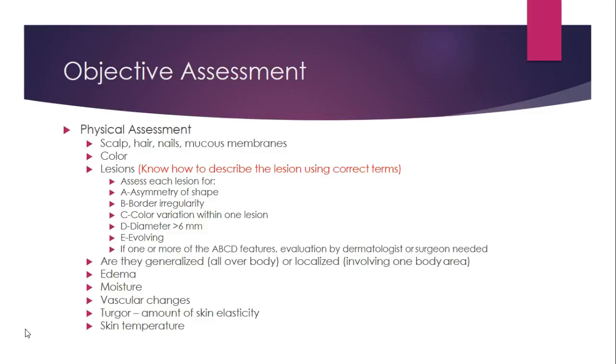Look at the turgor. That's when you pinch the skin and see how fast it will go back to normal. That can be a sign of dehydration. And also look at skin temperature. Are they warm to touch? Or are they very cold because they've got poor perfusion? Are they very hot because they've got an infection? So all those things can be major markers that can help you with your patient assessment.